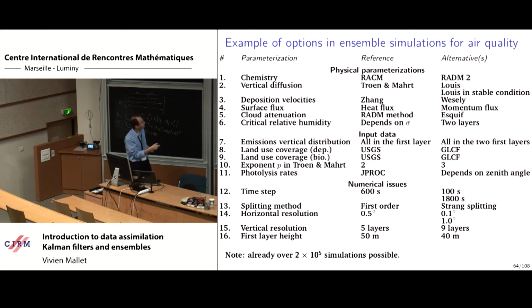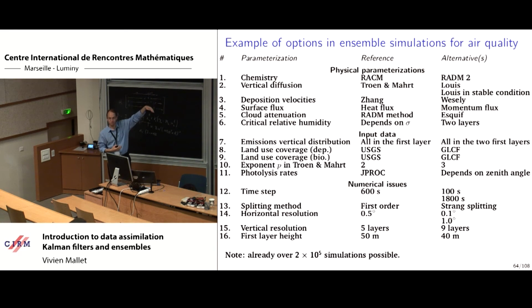You can use different databases for the vegetation, for instance the land use cover, because deposition is going to depend on that. You can have different ways to compute the rates of photolysis reactions. And on the numerical side as well, you can have different options, even just the discretization. And with just these options here, you already have 2 times 10 to the power 5 simulations, different members that can be built.